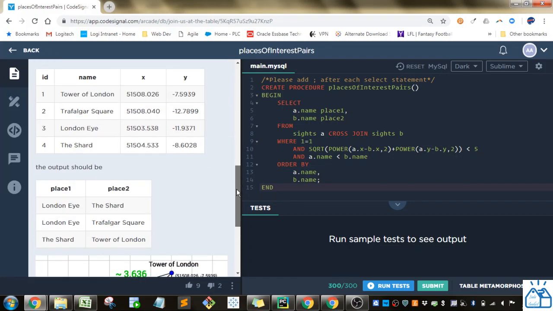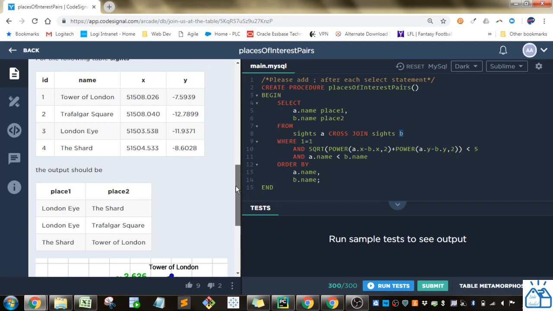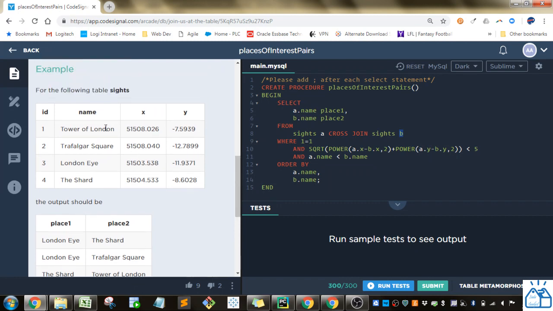Alright, so first thing we do sites, and we're going to give it an alias of A, and then cross join that with sites B, and we'll just give it an alias of B. So what this is going to do, it's going to join Tower of London to itself, Trafalgar Square, London Eye, Shard, and then Trafalgar Square to Tower of London itself, London Eye, and Shard. So it's just every combination possible. And then we're going to select A.name and B.name, so those will be place 1 and place 2.